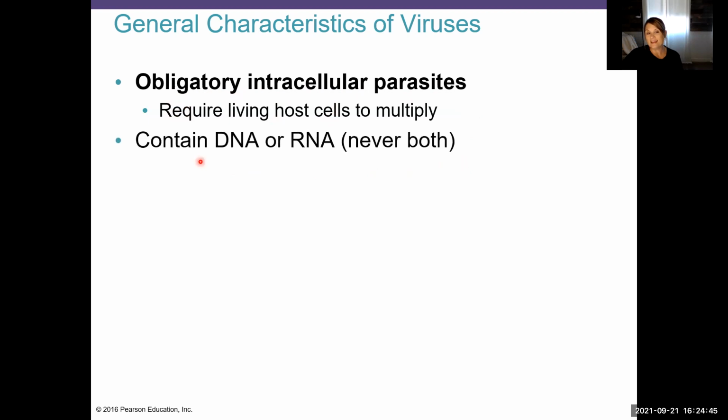They contain either DNA or RNA, but never both. So they're among some of the only entities on the planet that we know of that can exist with just RNA. They don't have to have DNA. Everything we've talked about so far, all the bacteria and the eukaryotic pathogens from the previous two lectures, all those cells contain DNA. But now we're going to talk about viruses and other acellular pathogens that only have RNA.